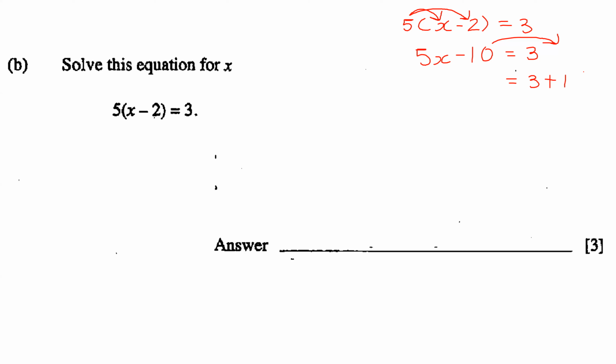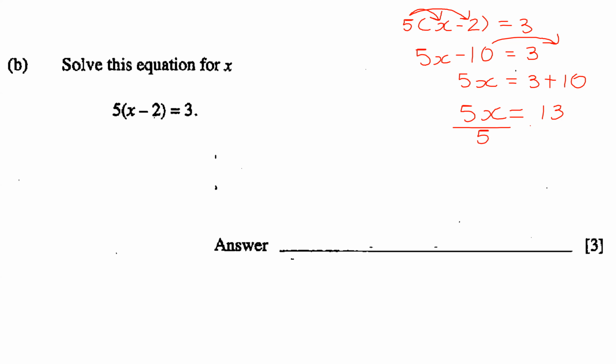All right, 3 plus 10. And so we have 5x equals 3 plus 10. And this is equal to, what is 3 plus 10? 3 plus 10 is definitely 13. And we have 5x equals 13. Again, the idea is that we want to get rid of anything that's on the side of x, because we want x to be on one side and everything else to be on the other side. So we're going to divide both sides by 5.